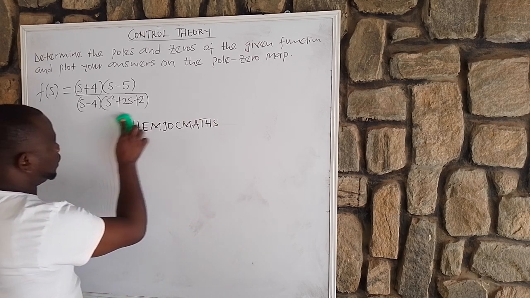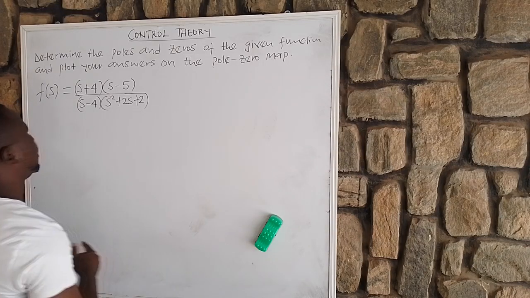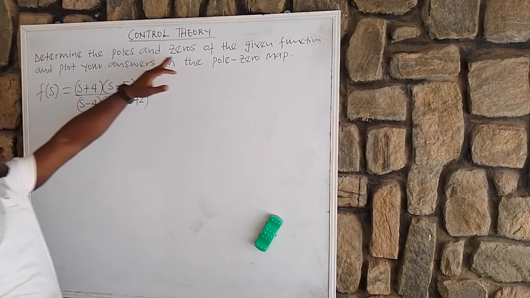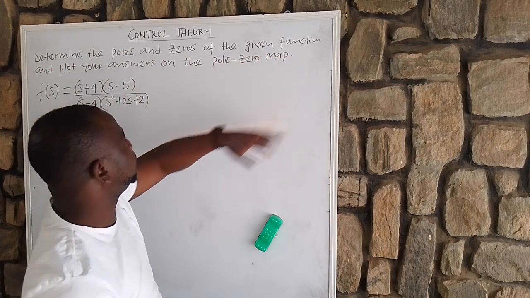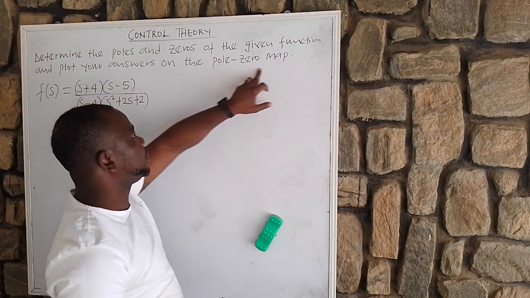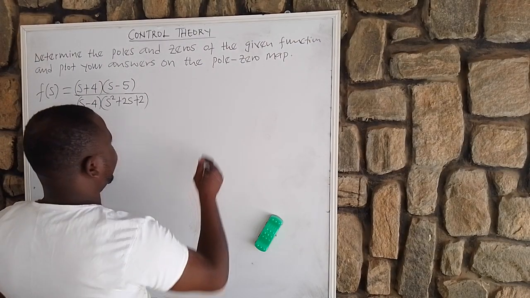We want to solve this particular problem. It's simple as ABC. Look at the question: determine the poles and zeros of the given function and plot your answers on the pole zero map. You know, a pole zero map is of this form.